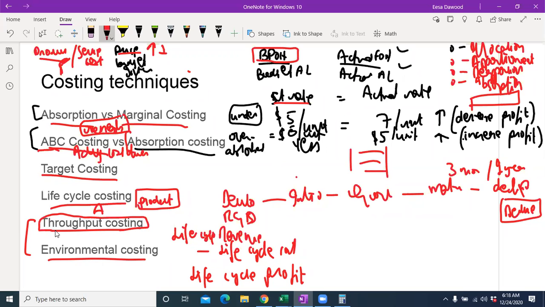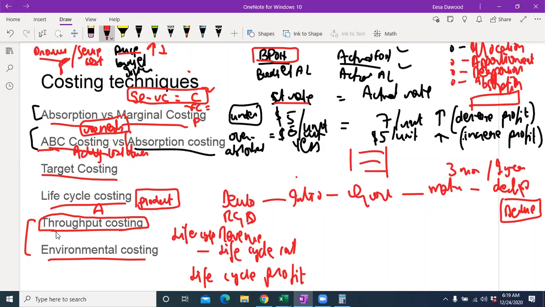Throughput costing is another technique closer to marginal costing, but it is a little different from the concept of contribution. Contribution is when from your selling price you deduct your variable cost. If a product is giving you a positive contribution, it's a profitable product because we consider that the fixed cost remains constant. So if contribution increases, automatically our profit will increase. So that's the concept of marginal costing.